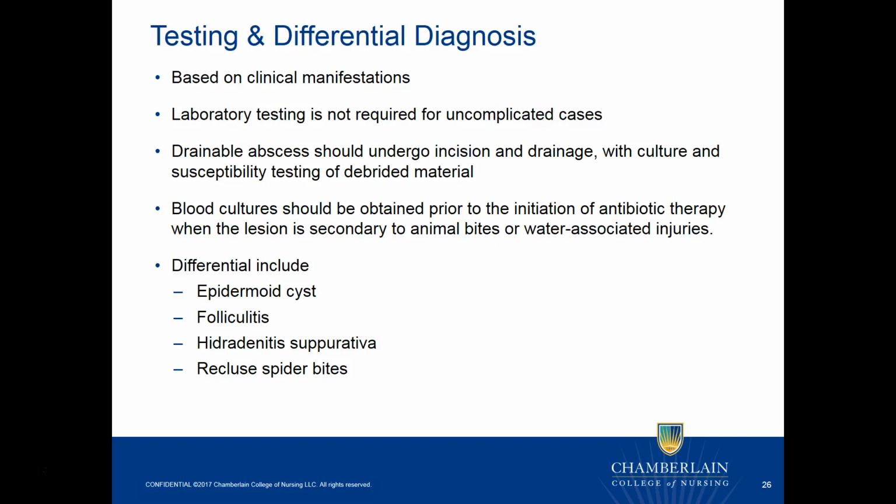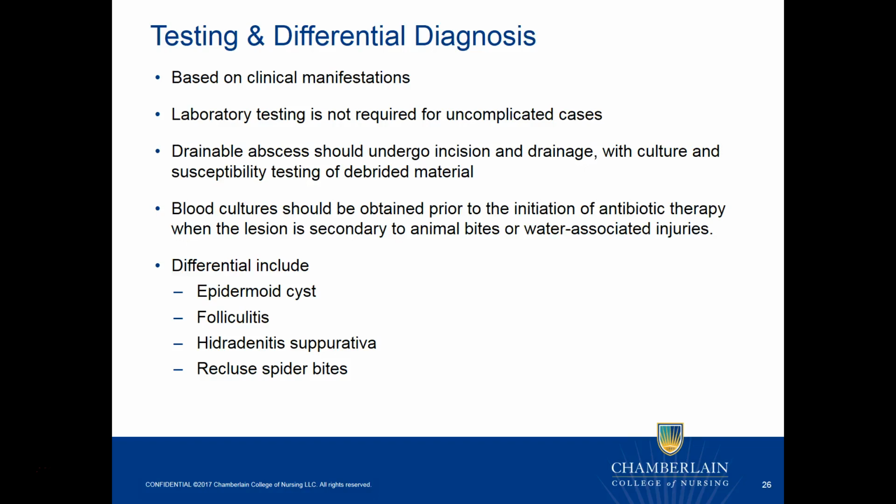The diagnosis of a skin abscess is usually based upon clinical manifestations. Laboratory testing is not required for patients with uncomplicated infection in the absence of comorbidities or complications. Patients with drainable abscesses should undergo incision and drainage with culture and susceptibility testing of the drained material. Blood culture should be obtained prior to the initiation of antibiotic therapy when the lesion is secondary to animal bites or water-associated injuries. Differential diagnosis should include the following.